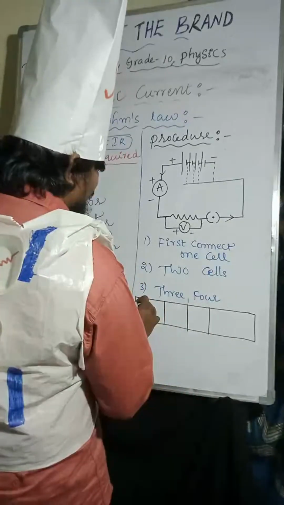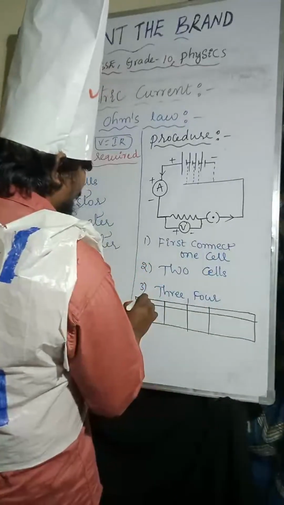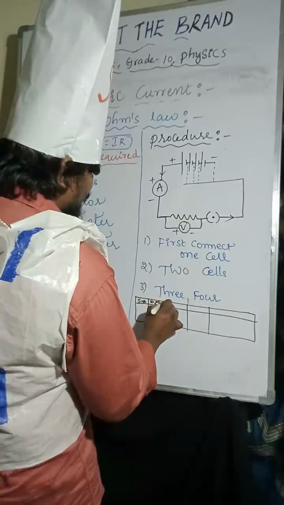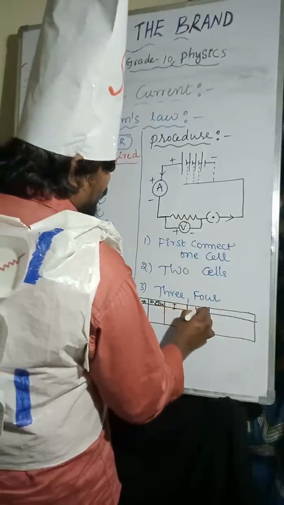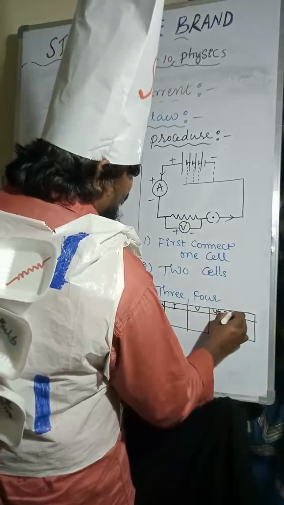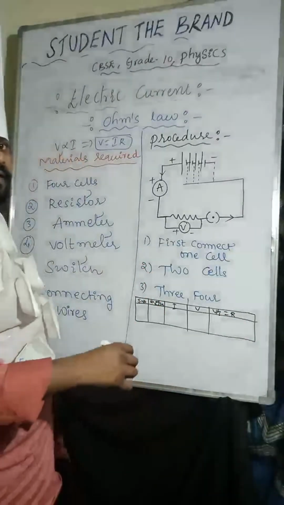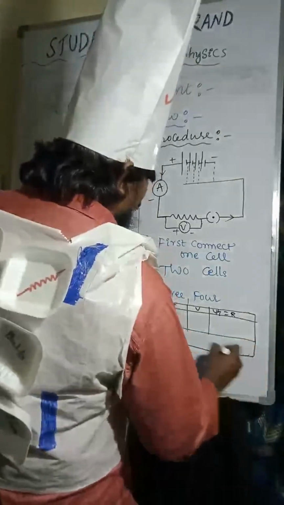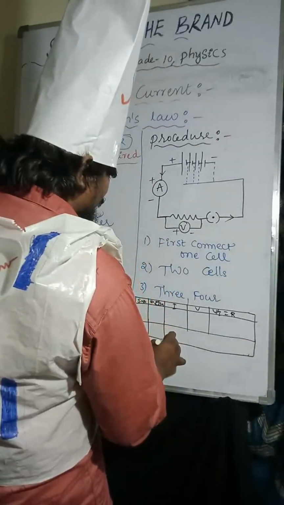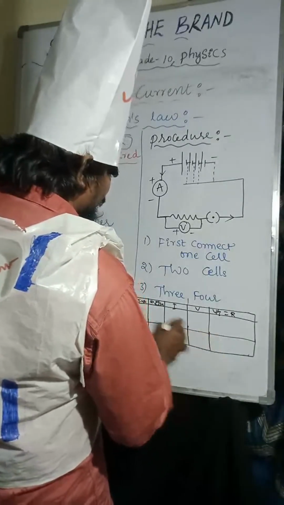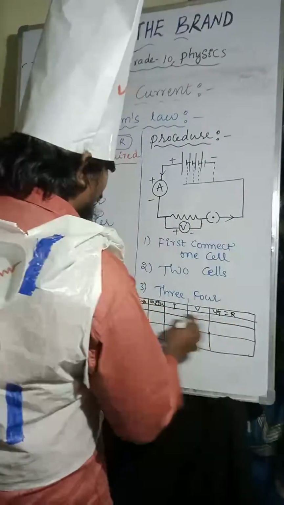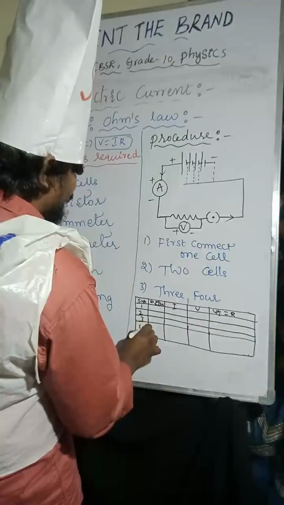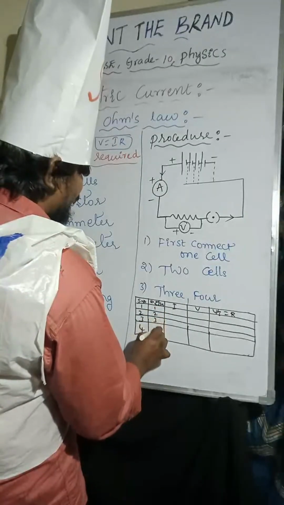You can mention it in the tabular form like this. Here you can see serial number, number of cells, ammeter, voltmeter, V by I equal to R. So 1, 2, 3, 4.